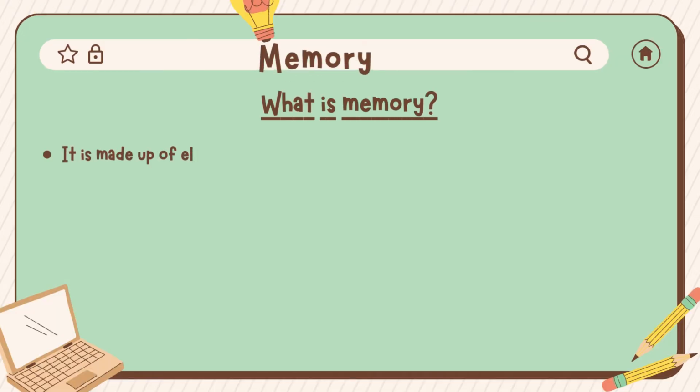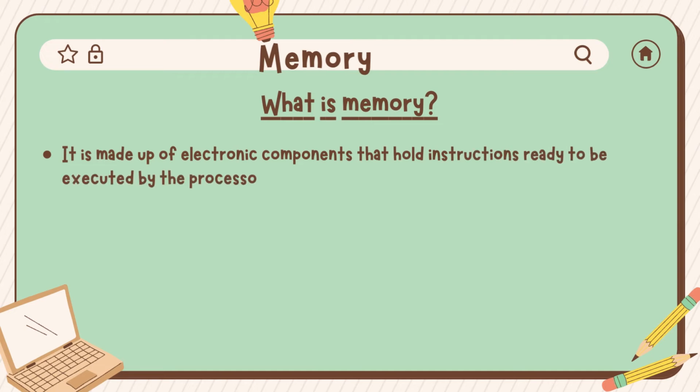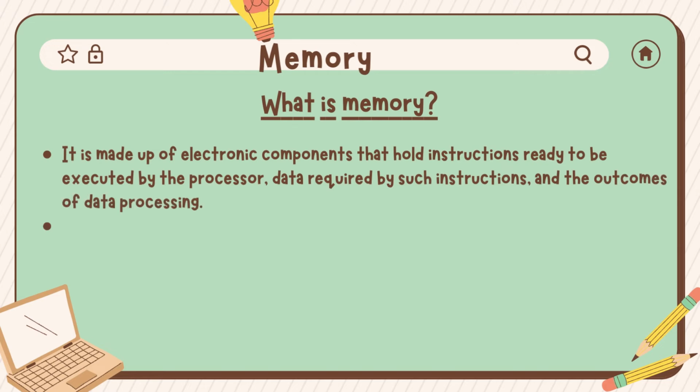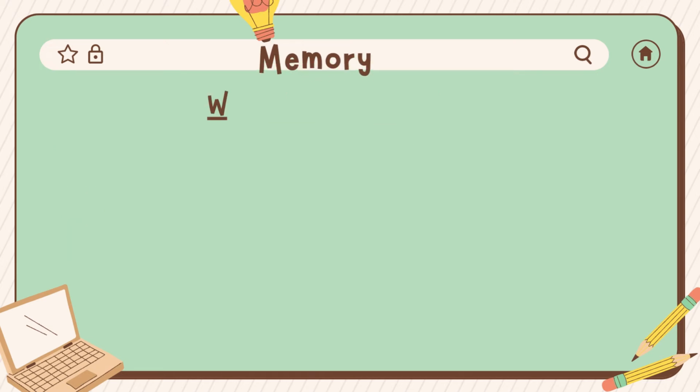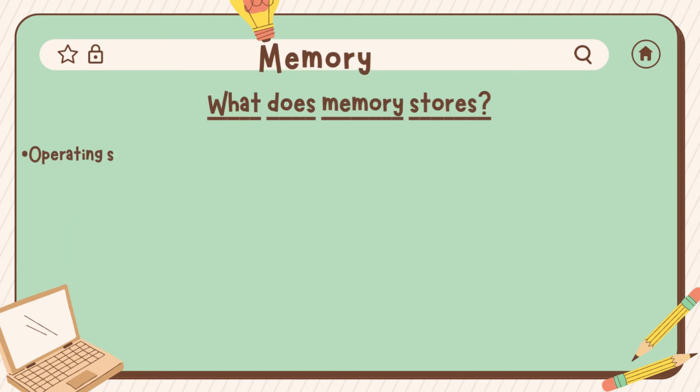What is memory? It is made up of electronic components that hold instructions ready to be executed by the processor, data required by such instructions, and the outcomes of data processing. It consists of 1 or more chips on the motherboard in the computer. Memory size is measured in gigabytes (GB). What does memory store? Operating system and programs, applications, data, and information.